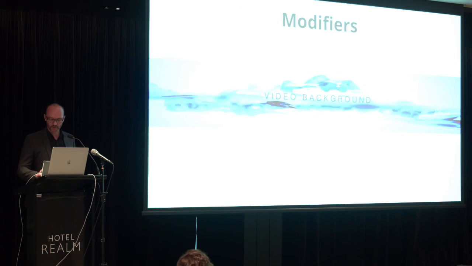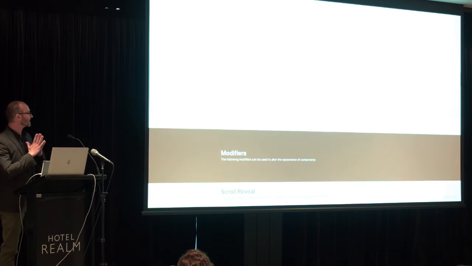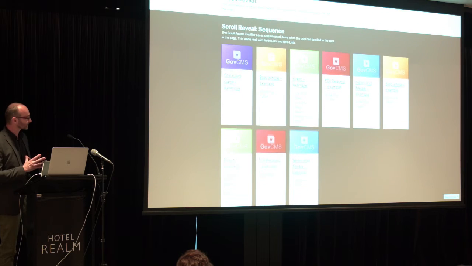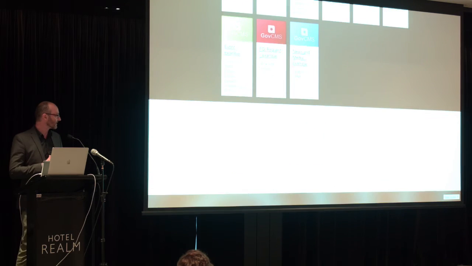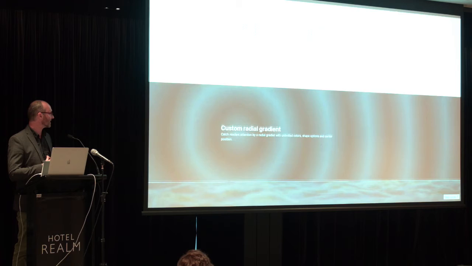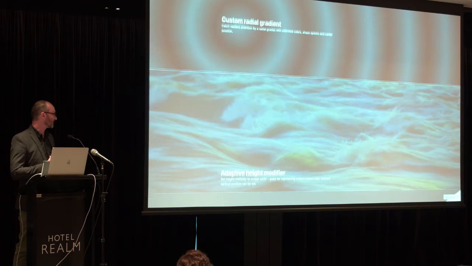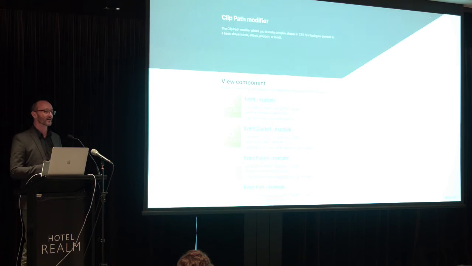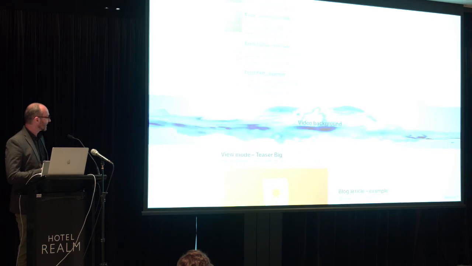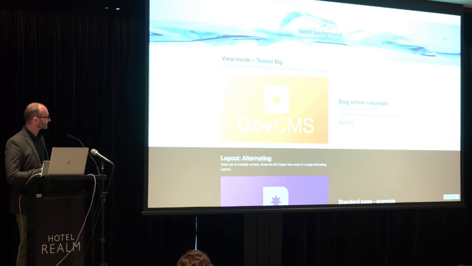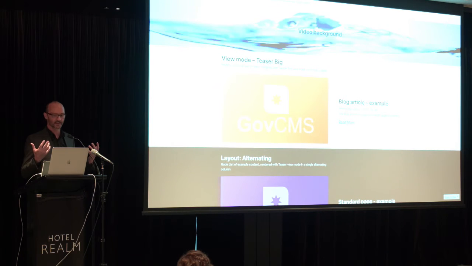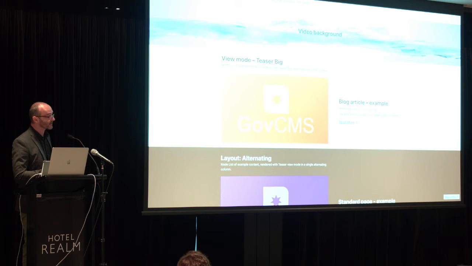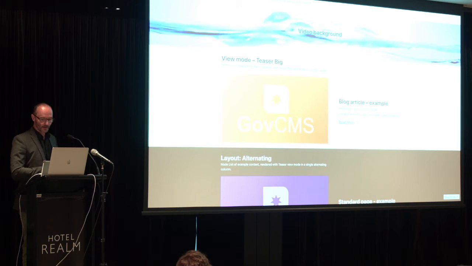So now I'm just going to show you some of the videos in here, some of the components. So you've got scroll reveal, font modifiers if you need a special font for a campaign, custom gradients, adaptive height modifier, the clip modifier, so you can actually clip images there using CSS, and then of course the video background. Okay, so there's a lot of power out there, out of the box, and all these are on the Jumpstarter website. You can go and check out some of these.